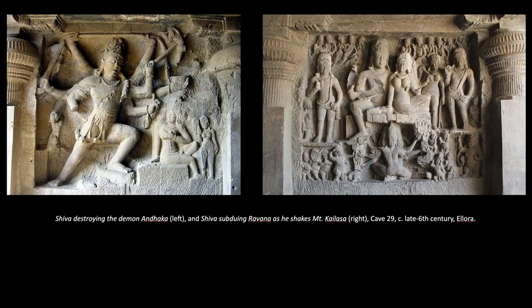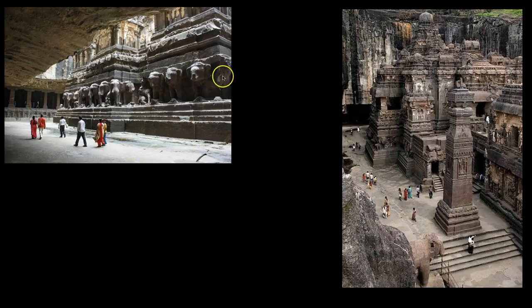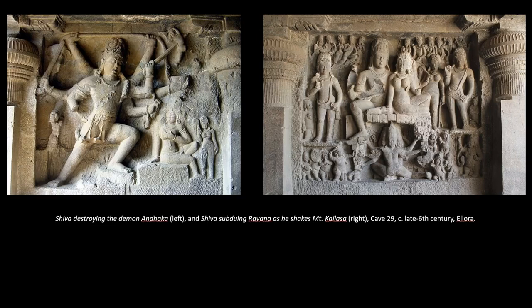Well, when we talk about Hinduism, of course, Shiva is a focus, a protagonist being portrayed. And in this cave, Kailasha temple, we found Shiva. This is the image of Shiva destroying the demon Andhaka. This is Shiva subduing Ravana, the demon Ravana.